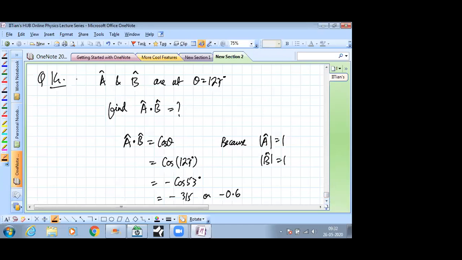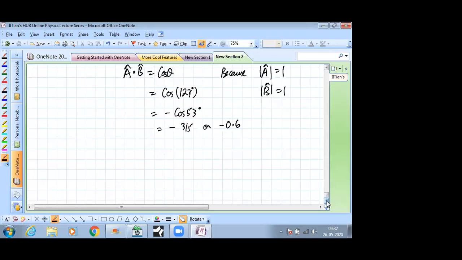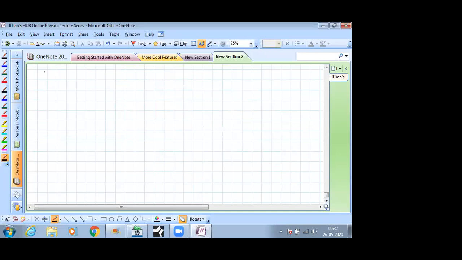So these are the unit vectors we're talking about. A cap and B cap, let's say, are at 127 degrees. So their scalar product becomes this much. Okay, let's move on to the final question of the worksheet.